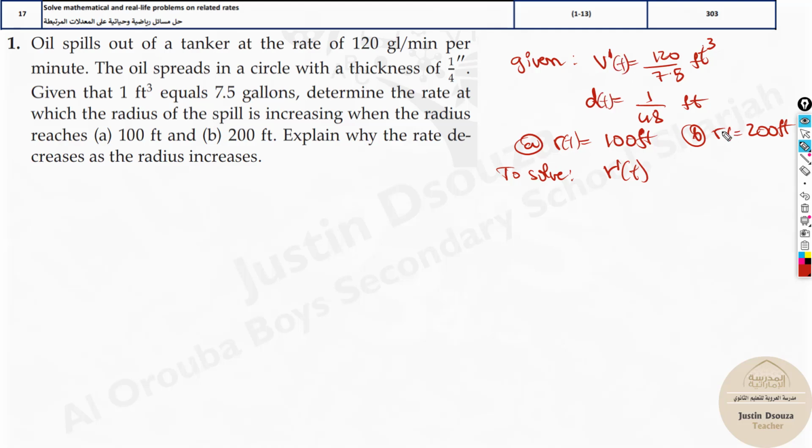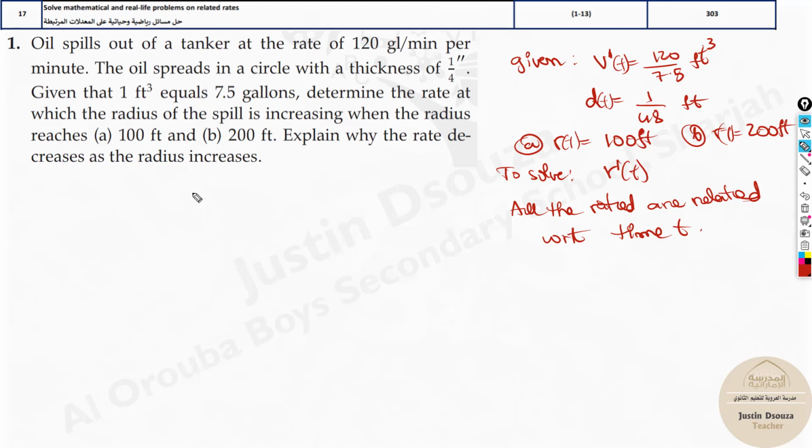But I'm not going to write t in brackets all the time. We know in related rates, we always have to mention this. So I'll just write over here: all the rates are related with respect to time t. Okay, this is the thing. Now let us start solving.